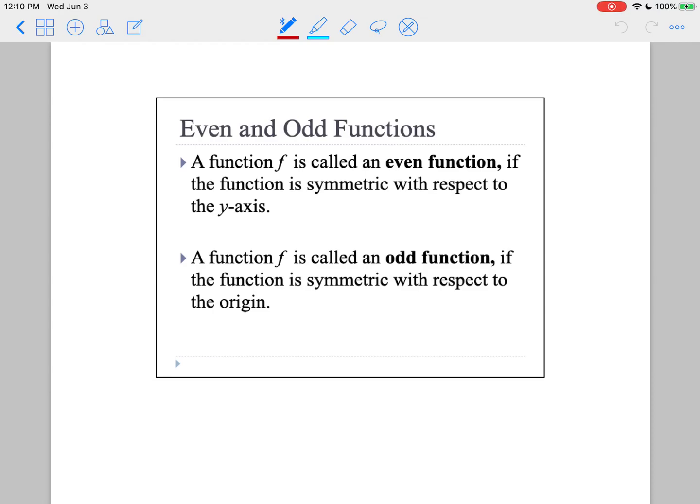So we're back to talk about even and odd functions. Now this is actually another case where this isn't new information. We actually have already talked about even and odd functions. We just didn't call them even and odd functions.